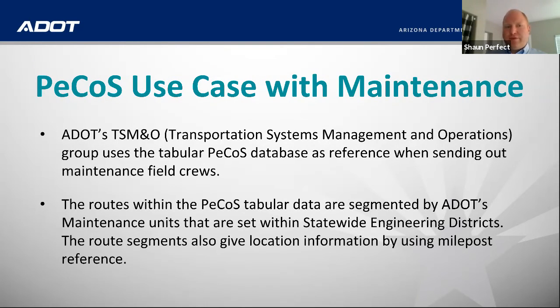So with the maintenance crew, their specific name, we call it TSMO, it's Transportation Systems Management and Operations. Again, they deal with just the tabular data, and they use that data to send out their crews onto the field. Basically, that tabular data includes location information such as mileposts, routing, and anything else specific to the maintenance crews.